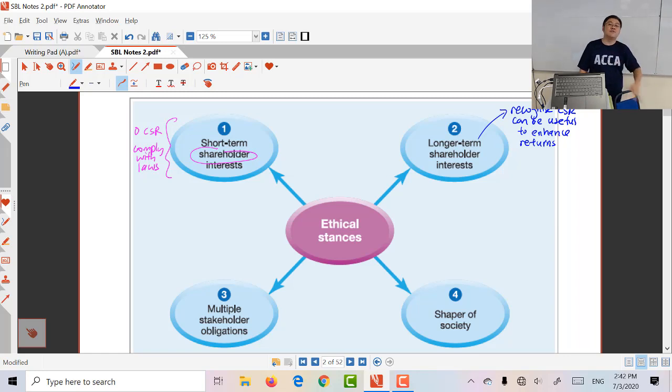Then your intention is wrong already. I'm saying strictly on return. You must be very clear. I know you have a good heart, but now we are not talking about heart, okay? We are talking about strictly on return. That's why I say shareholder interest. I don't care about other things.